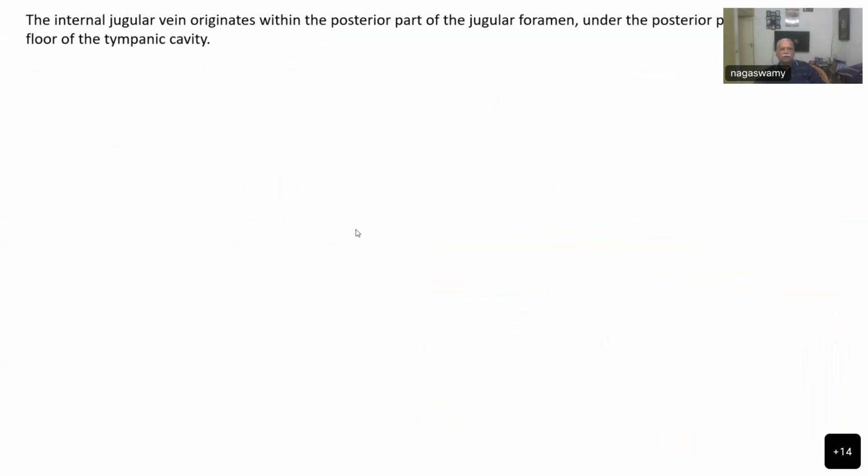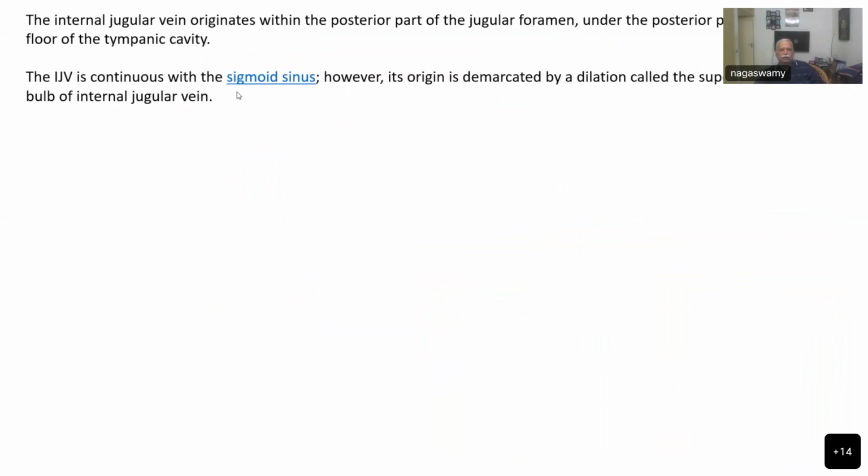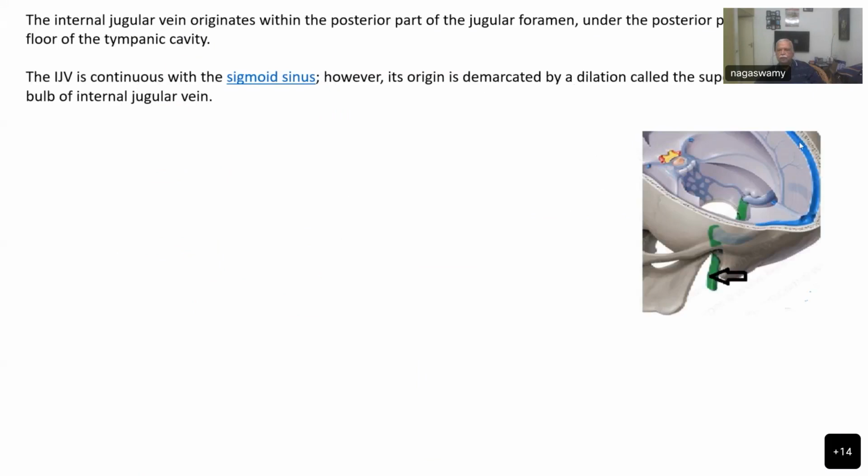And the IJV originates within the posterior part of the jugular foramen, under the posterior part of the floor of the tympanic cavity. IJV continues with the sigmoid sinus inside the skull. However, the origin is demarcated by a dilatation called the superior bulb of internal jugular vein. So this is the picture. You can see this is the sigmoid sinus. When it comes out, this green part is the internal jugular vein, and the arrow mark shows the superior bulb. What is the important applied anatomy of this superior bulb?